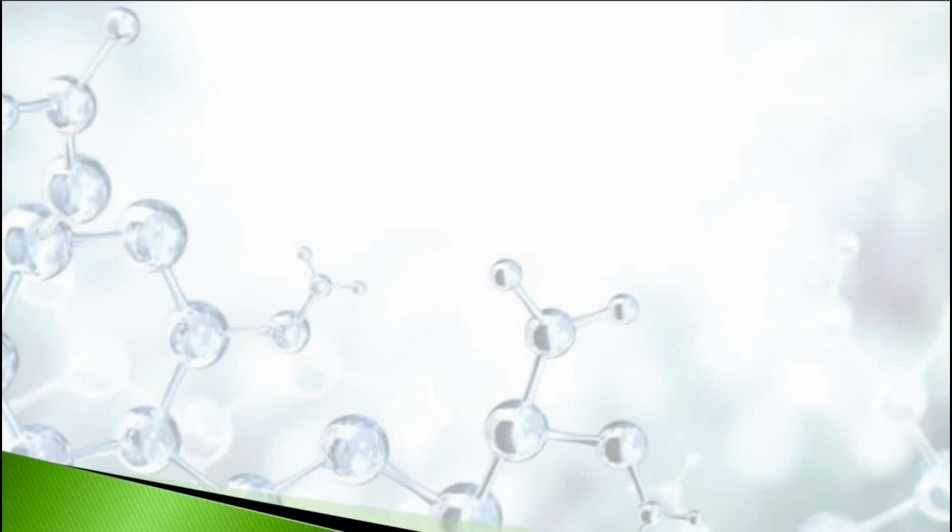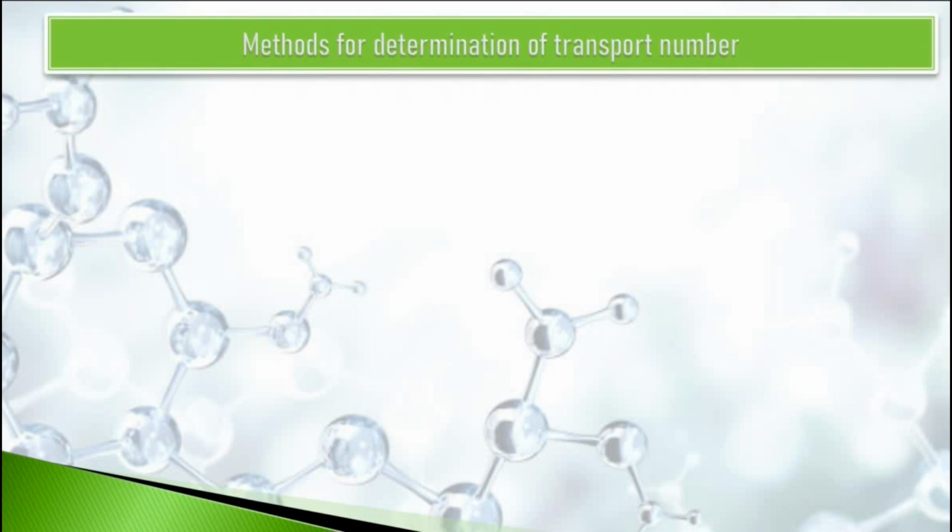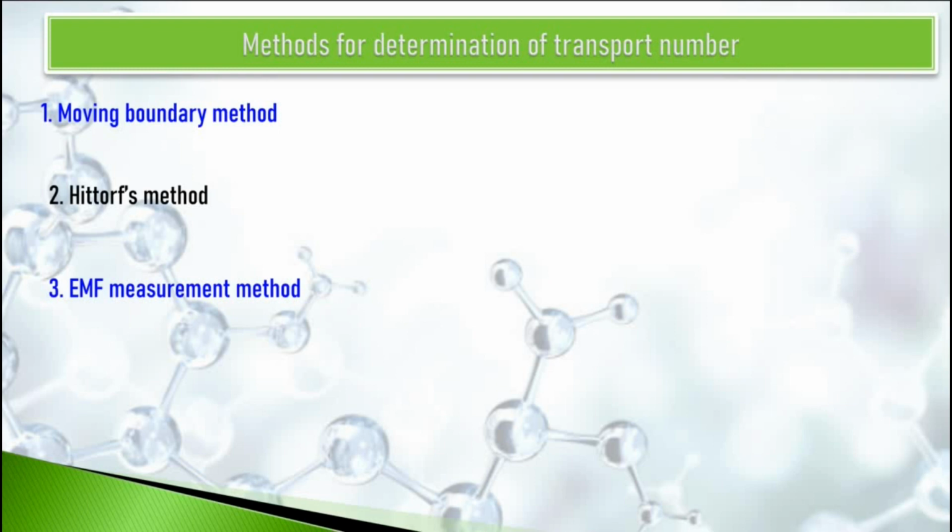Transport number of ions can be determined experimentally. There are generally three methods employed for the experimental determination of transport numbers. These are number 1, moving boundary method, number 2, Hittorf's method, and number 3, EMF measurement method. Out of these three, the first one I had taken in my last lecture, and today we are going to study the principles and experimentation of Hittorf's method.